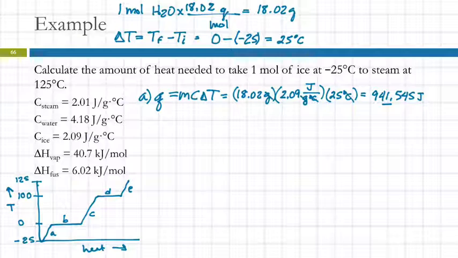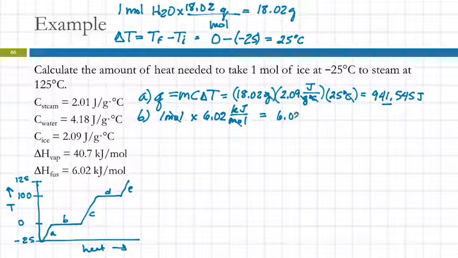So then, line segment B, this is the ice melting. So that's where we use the heat of fusion. We have 1 mole of water times the heat of fusion, 6.02 kilojoules per mole. The moles cancel out and gives us 6.02 kilojoules. It's easy when you're doing 1 mole.